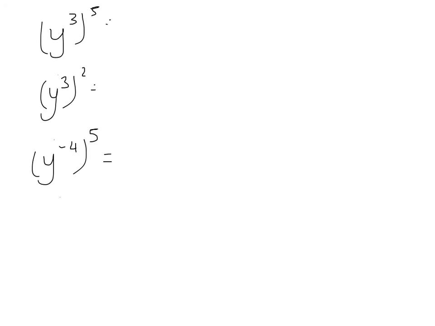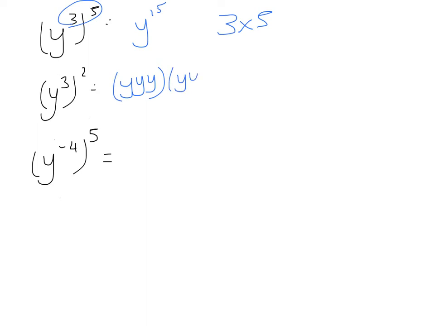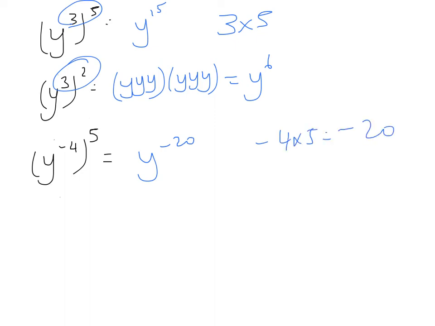Y to the power 3, all to the power 5, is y to the power of 15. And I got that 15 by doing 3 times 5. If we think about why that works, y to the power 3 means y cubed, and I'm squaring it, so I times it by y cubed again, and you can see that I've got 6 y's, or y to the power 6. And using our little trick, 3 times 2 is 6. So y to the minus 4 all to the power of 5 is y to the minus 20. I've got that by doing minus 4 times 5 is minus 20.